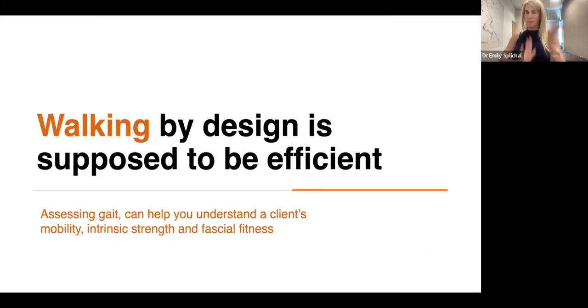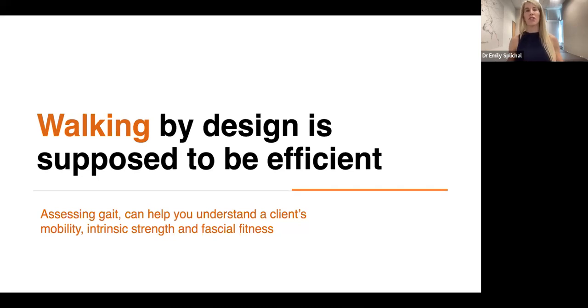Okay. So here we go. We're talking about efficiency. Walking is designed to be efficient, which means that if you are thinking about your gait, your patient's gait, your client's gait, right? The reason why we want to do a gait assessment is it really helps you, the specialist, understand your client's mobility, intrinsic strength, sensory perception, body schema. So what is their awareness to their body in relation to the external environment? How do they use their posture and their fascial integration to stabilize and transfer that energy, right?